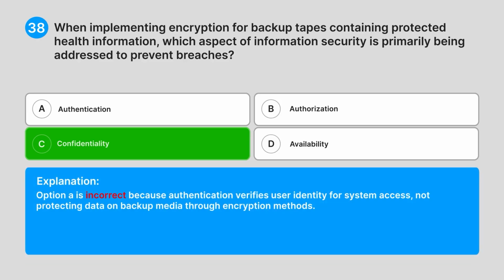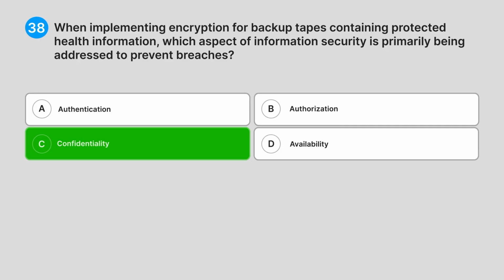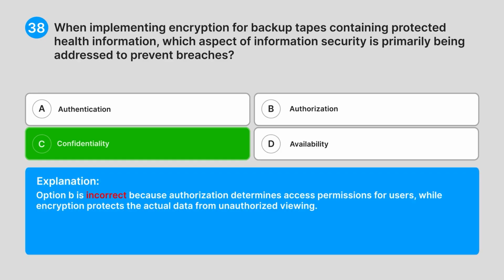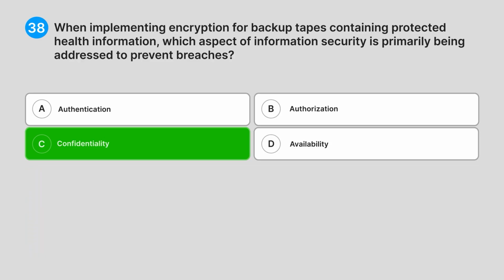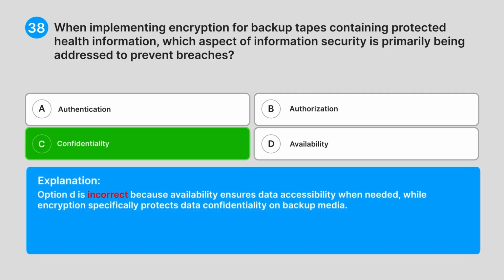Option A is incorrect because authentication verifies user identity for system access, not protecting data on backup media through encryption methods. Option B is incorrect because authorization determines access permissions for users, while encryption protects the actual data from unauthorized viewing. Option D is incorrect because availability ensures data accessibility when needed, while encryption specifically protects data confidentiality on backup media.